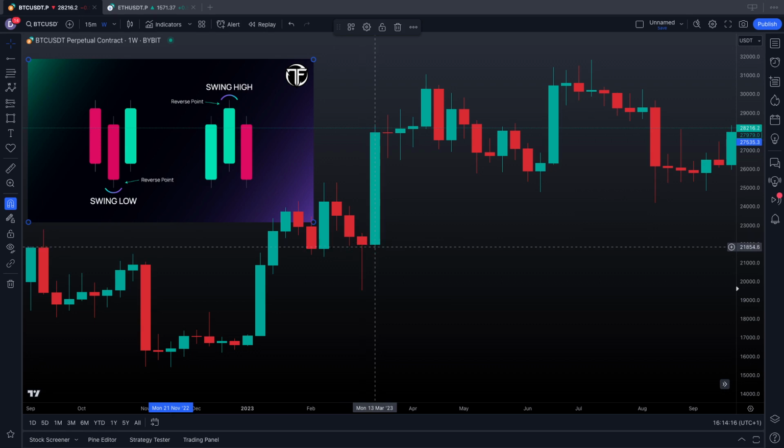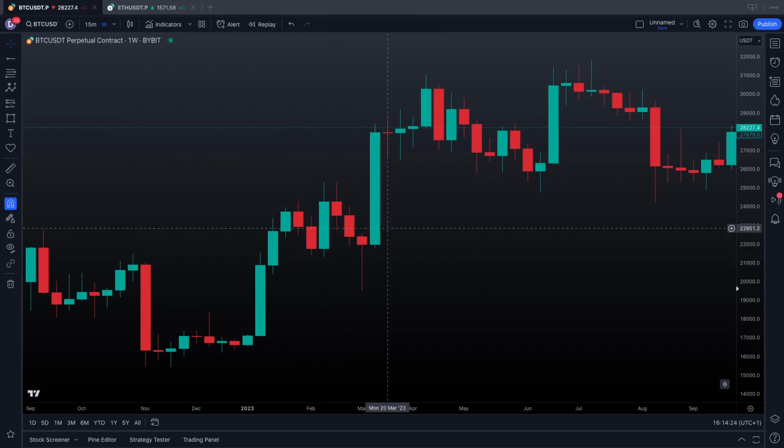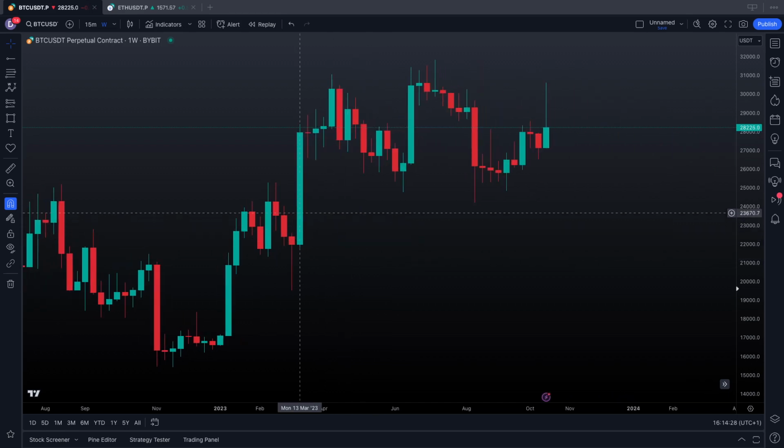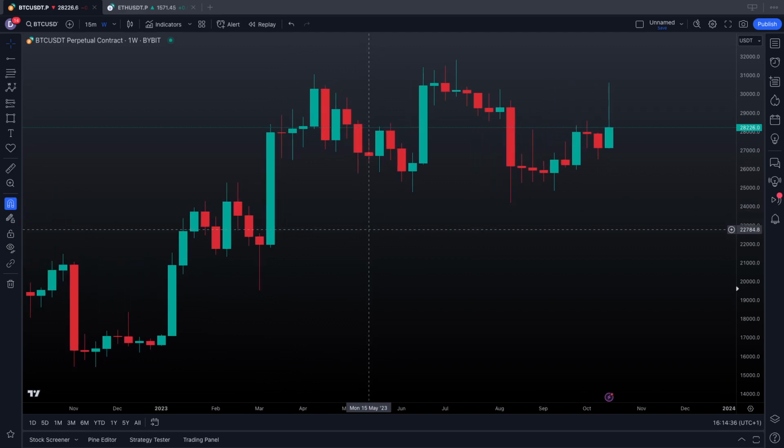So again, no ranging happening like here or like here, and literally just an impulsive move up. So what does that mean? That means not a lot of people caught this long. And what does this mean for us? Because we've identified it. Okay, cool, pretty. How do I actually trade it?